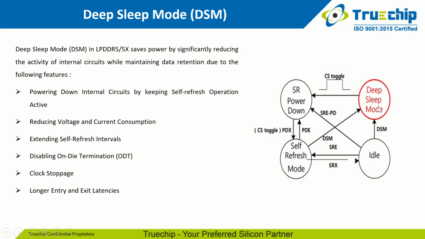Here you can see the state diagram for deep sleep mode, which consists of four states: self-refresh power down, deep sleep mode, self-refresh mode, and idle mode.